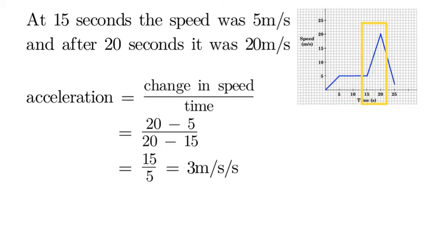Continuing on, we go to the quick rise between 15 and 20 seconds. At 15 we have 5. We start off at 5, but by the time we get to 20, it's at 20. So if we plug these numbers in again, that's the speed at 20 seconds, that's the speed at 15 seconds, that's the time, 20 seconds, and that's 15 seconds. So we have a change in speed of 15, a change in time of 5, so that means we have an acceleration of 3 metres per second per second.